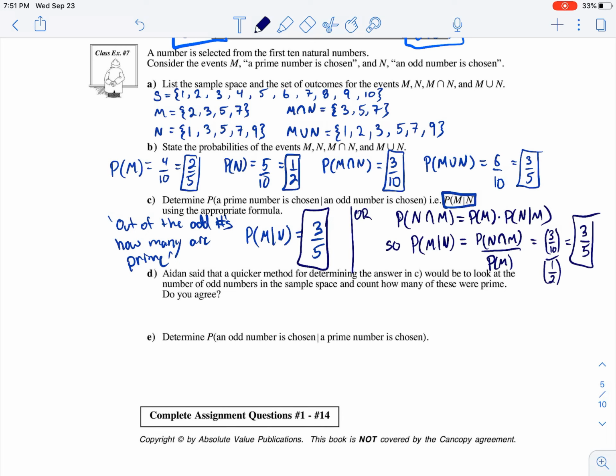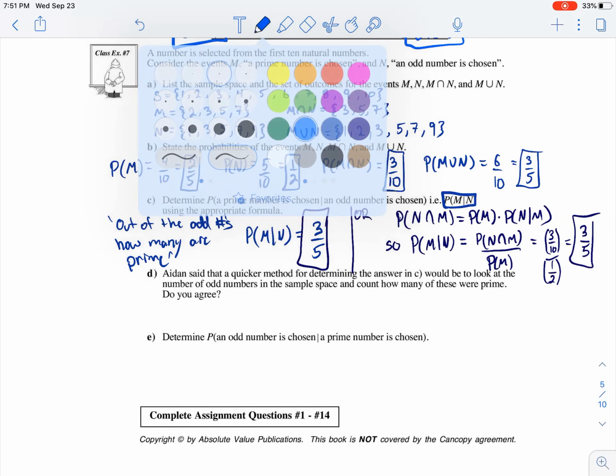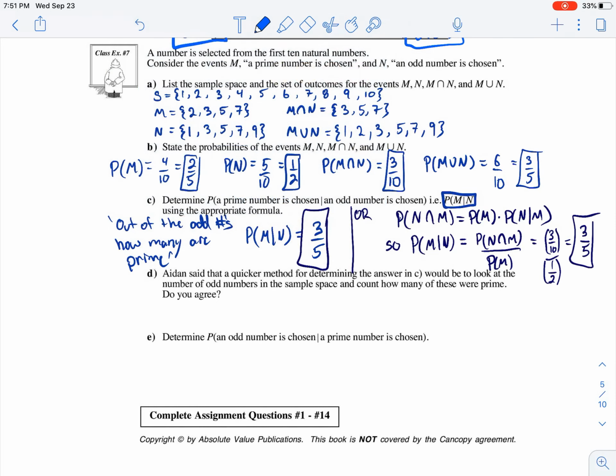So for part D, Aiden said that a quicker method for determining the answer in C would be to look at the number of odd numbers in the sample space and count how many of these were prime. Do you agree? Well, yes, that's what we did right at the start.